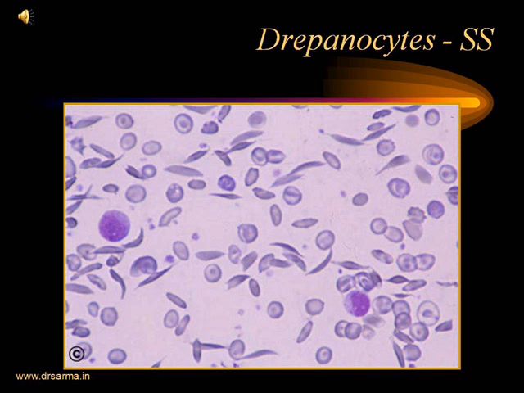This is a peripheral blood smear of a case of sickle cell hemoglobin disease, the SS, the homozygous form. In sickle cell disease homozygous, we see a lot of sickle-shaped RBC and these sickle-shaped erythrocytes, which are sometimes also needle-shaped, are called drepanocytes. Drepanocytes are characteristic of sickle hemoglobin homozygous state.